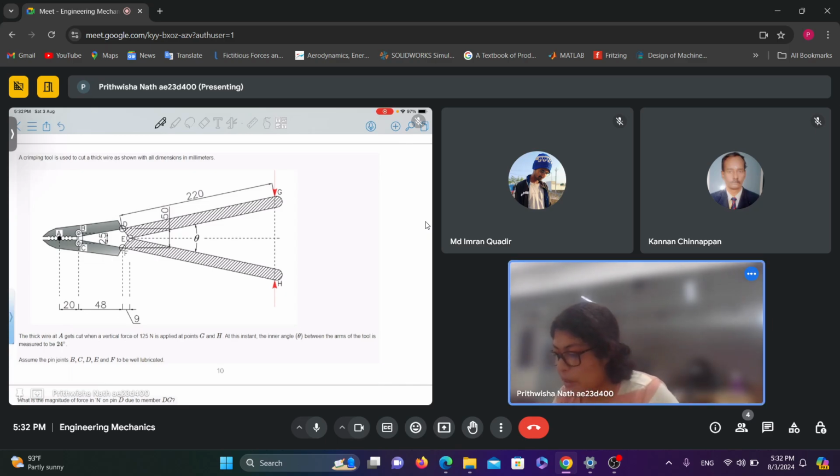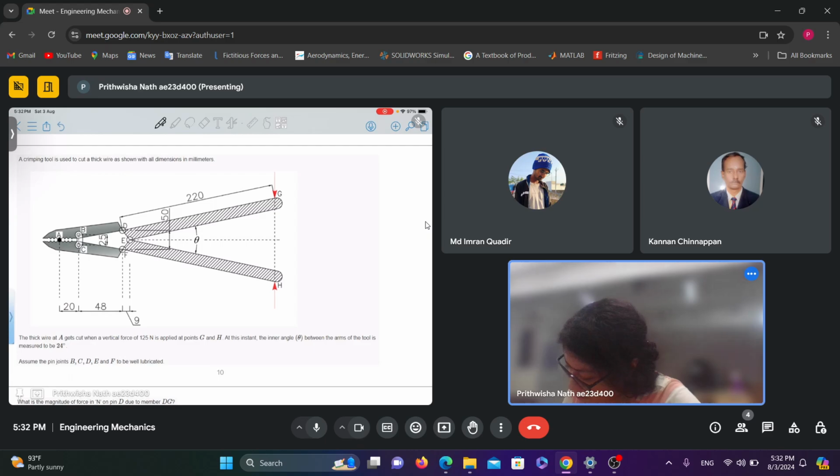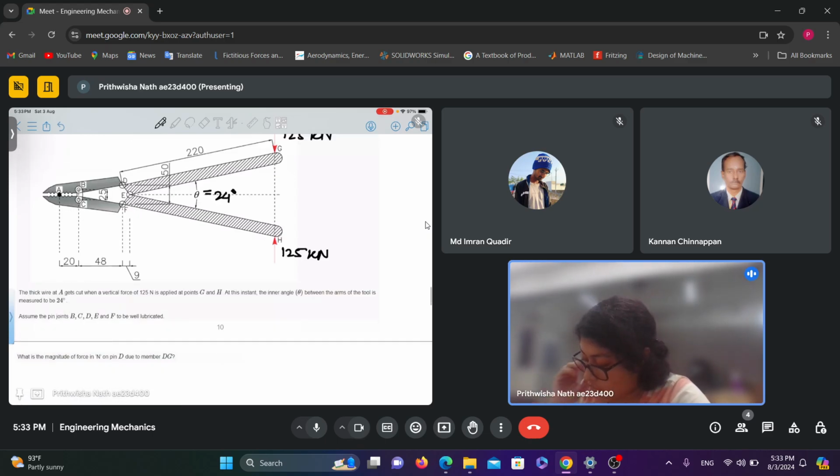So I'll solve the question. It is given that the thick wire at A gets cut when a vertical force of 125 kilonewton is applied at point G and H. So here this force is 125 kilonewton at both these places, and this angle theta is 24 degree. Now we are asked to find the magnitude of force on pin D due to the member DG. We need to find the force here.